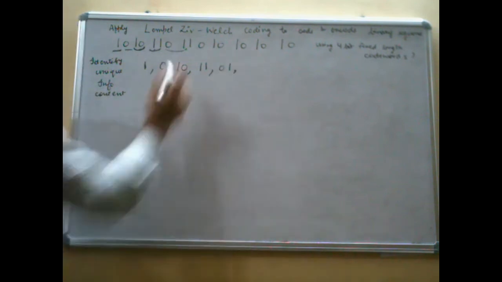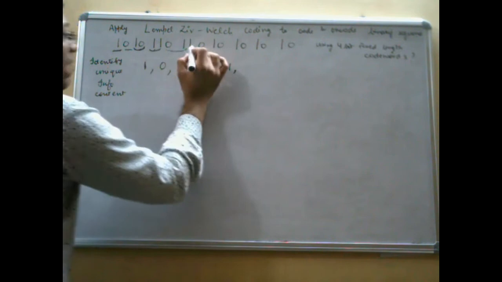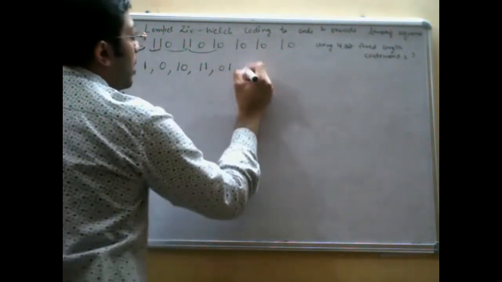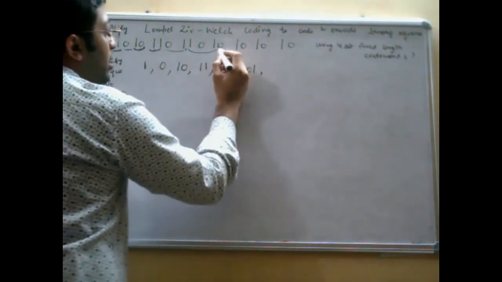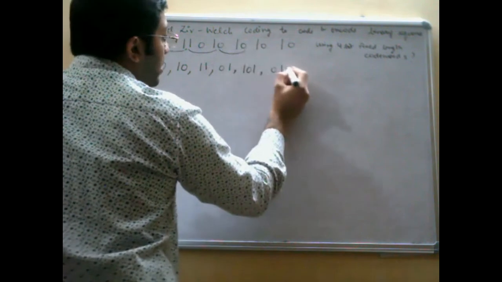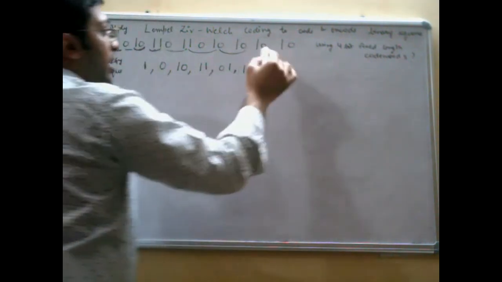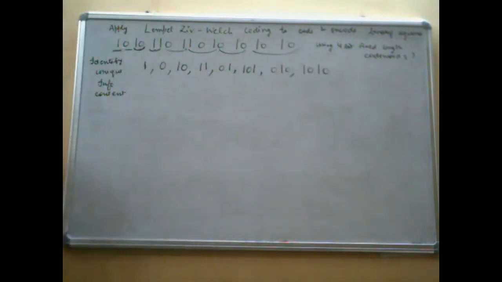Then next is 1. 1 already taken, 1 0 is already taken, so I will now take 3 numbers at a time. That will be 1 0 1. Then 0 is taken, 0 1 is taken, 0 1 0. Last, 1 is taken, 1 0 is taken, 1 0 1 is taken, so I will take 4. It will be 1 0 1 0.